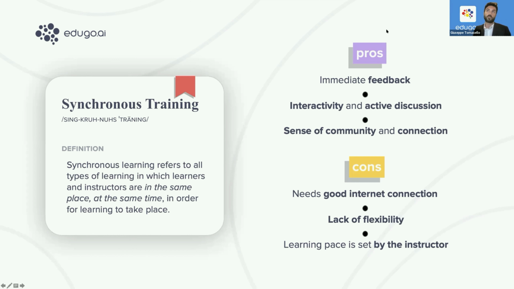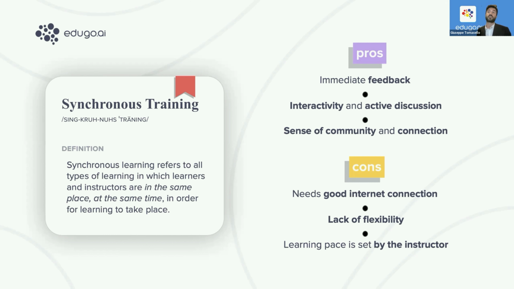So the pros are, of course, you have immediate feedback. There is a lot of interaction, and there can also be discussion, and there is a high sense of community and connection, because a teacher can have multiple students, and so there is connection both between teacher and students and also between the students in the classroom.